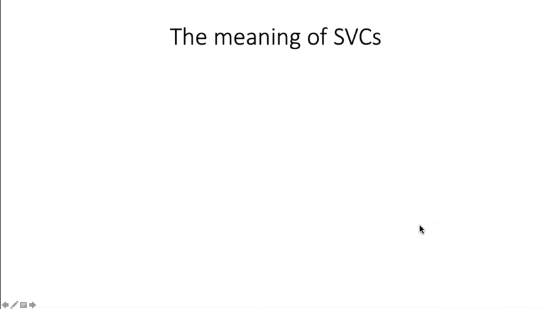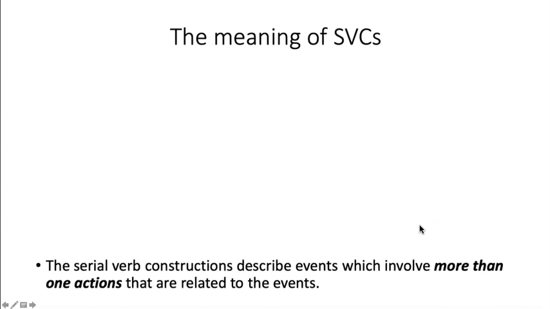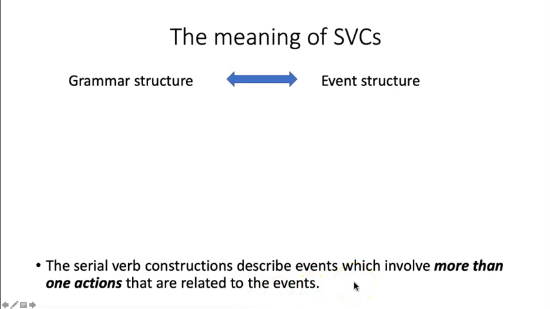Now let's look at the meaning of serial verb constructions. The serial verb constructions describe events which involve more than one action that are related to the event. So the key words here are more than one action related to an event. I'd like to introduce these two interrelated notions, grammar structure and event structure. They are closely related.